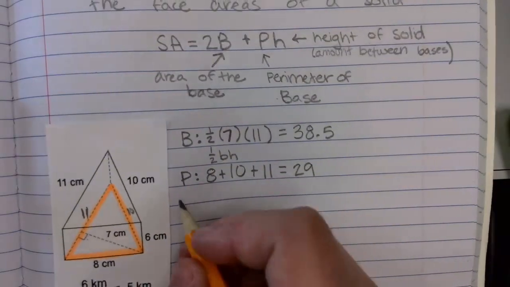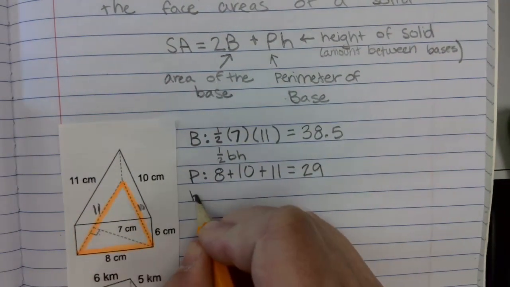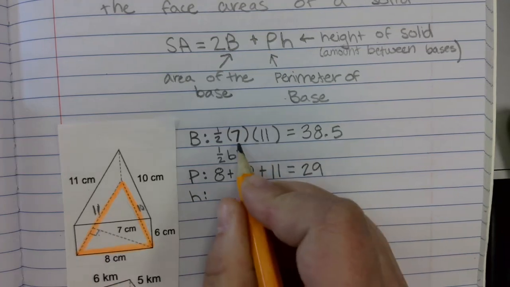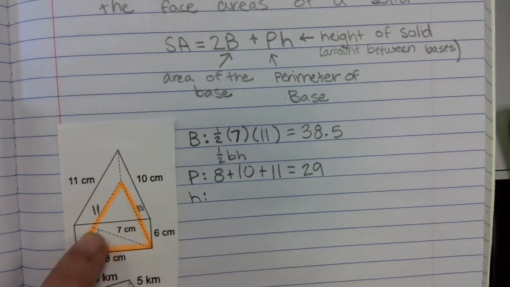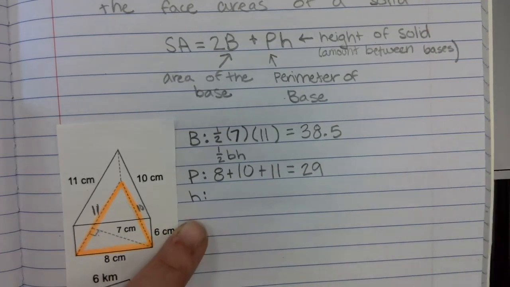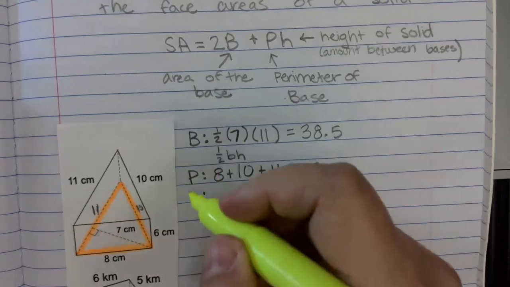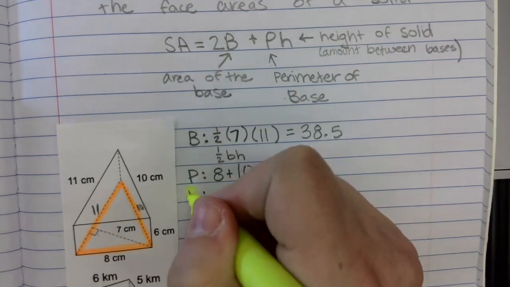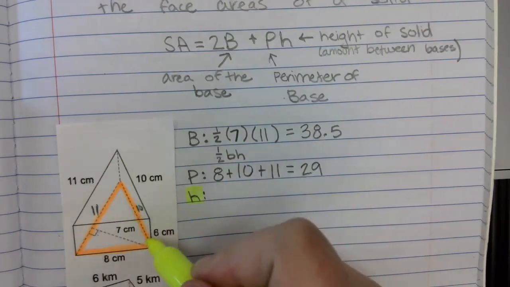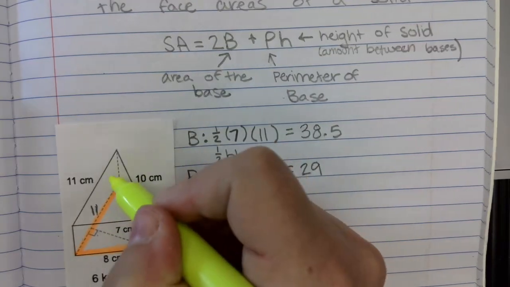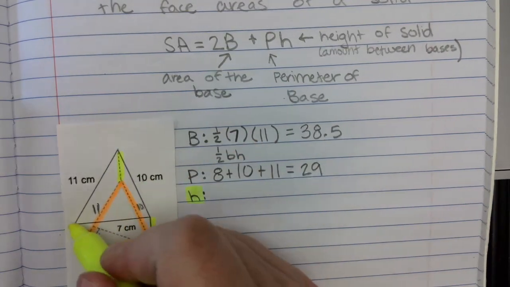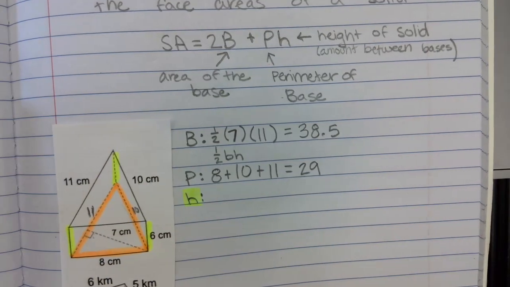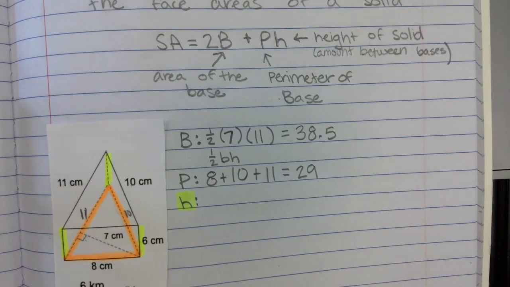Okay, now we need to know the height. Now, we identified the height of the triangle as 7, because that went across the triangle. But this height, I need the height of the base. So I need to know what's the space between the triangles that connects them. And Jack had it. Yeah, what was it? 6. Okay, so if you need to re-highlight that, that's our 6 there.